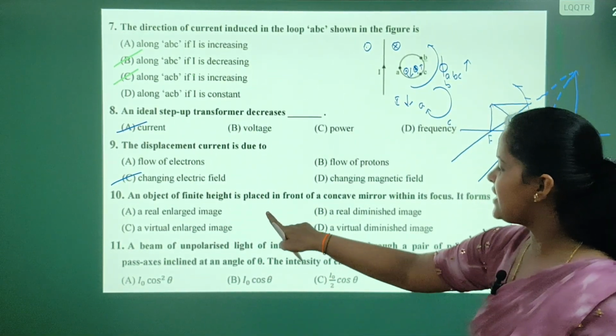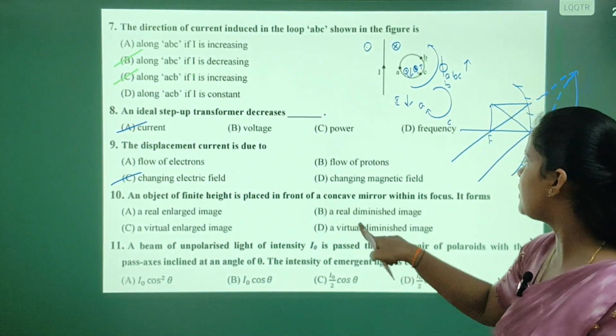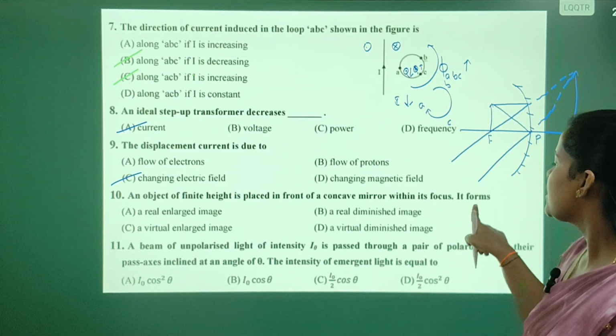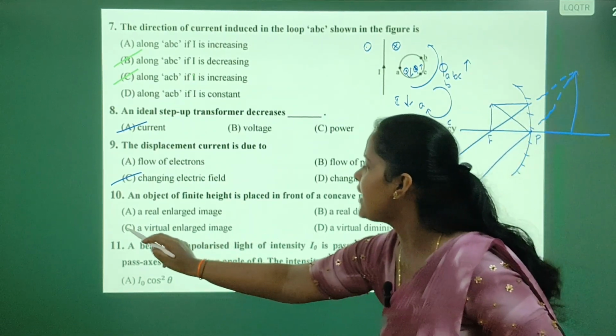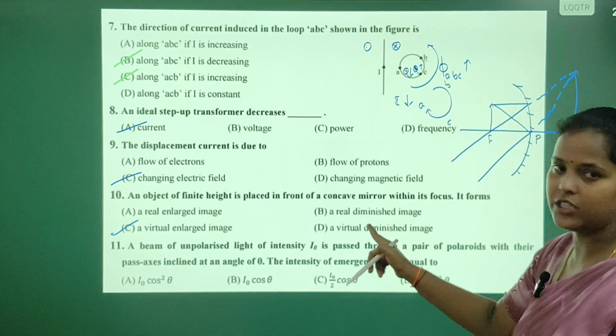An object of finite height is placed in front of a concave mirror within its focus, so it forms a virtual and enlarged image, not a diminished image.